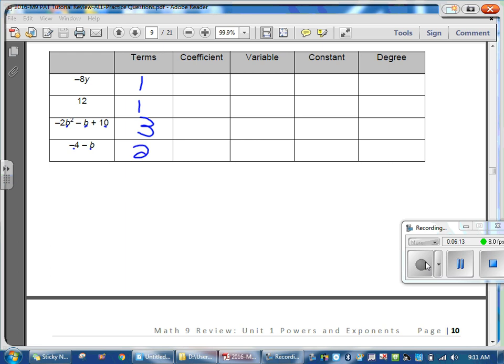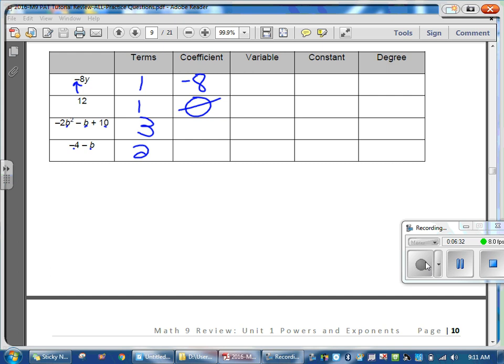The next one, the coefficient. Remember, coefficients only apply to the ones that are attached to variables. So this one would have the -8. Don't forget to take the sign in front. You have to. This guy over here has none of them, not applicable. You could put NA or 0. Or you could write the word none.